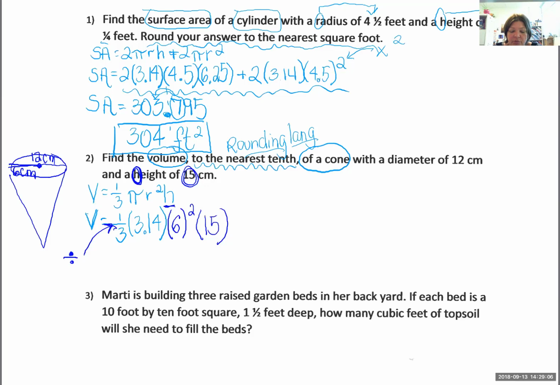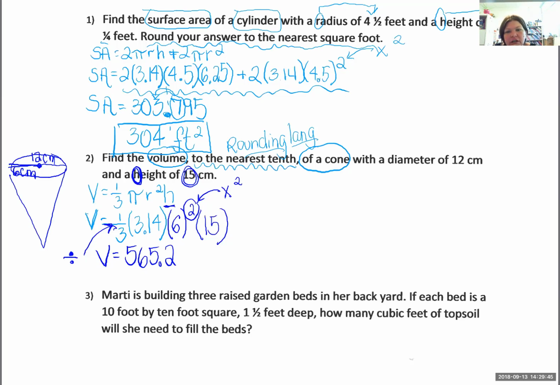Open parentheses, 3.14, close parentheses. Open parentheses 6, close parentheses. Don't forget to square it with the x squared button. Open parentheses 15, and you guys do the work too to make sure we all get the same answer. I got 565.2. Did you? Yes. Directions here say find the volume to the nearest tenth.